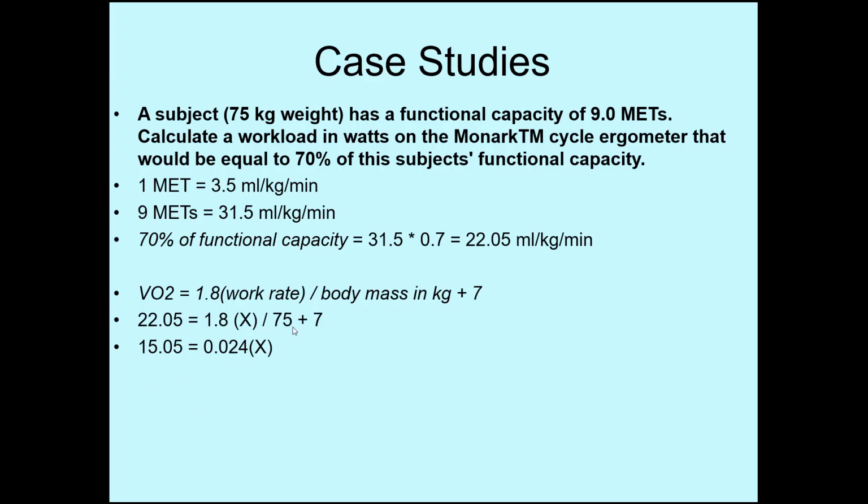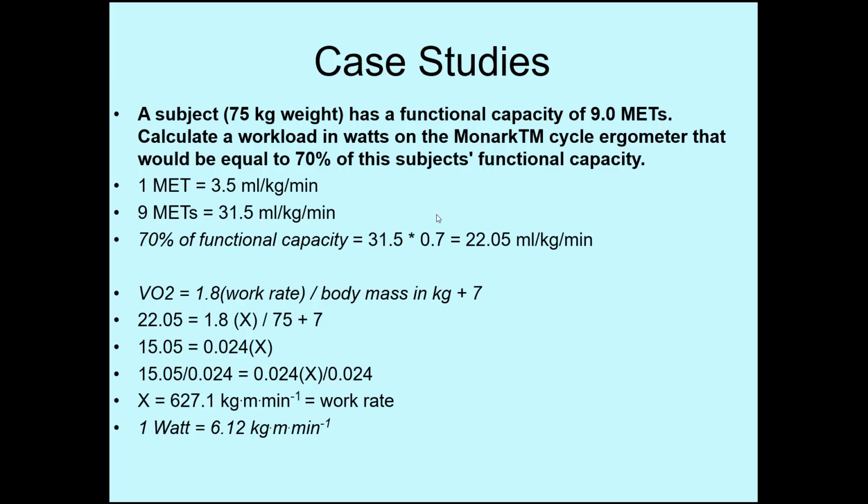So move that 7 over here. That's 15. Divide these. That gives us 0.024X. And then we divide by 0.024 on each side. And we get X equals 627.1. That's the work rate. But that's nice, but remember the question asked to put it in watts. So 1 watt is 6.12 kilogram meters per minute, and so in watts it would be 102.5.